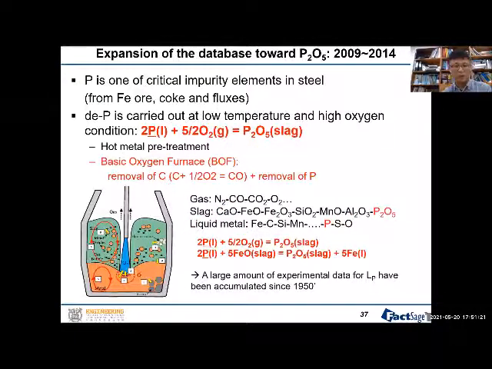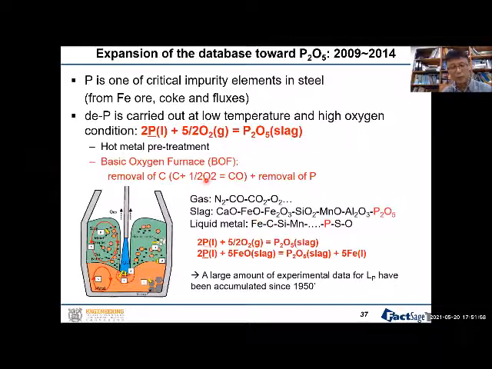In real chemistry, if you look inside this system, it's very complex. We have a gas phase, which has nitrogen and CO2, because by injecting the oxygen we also remove the carbon in the liquid steel as CO gas. Then we have slag with different kinds of species. We add CaO ourselves, because CaO and P2O5 like each other, so it can stabilize the P2O5 very highly in this kind of slag.